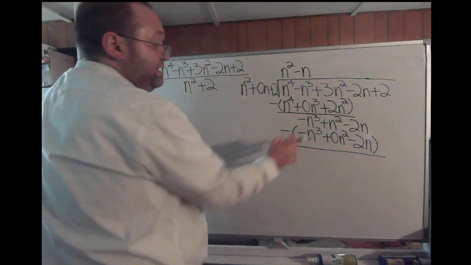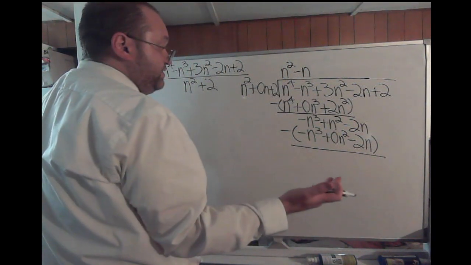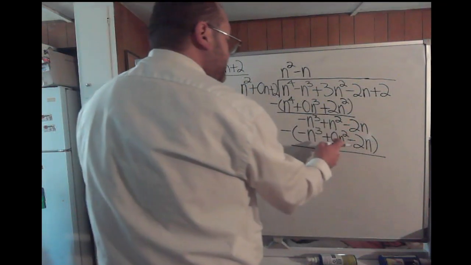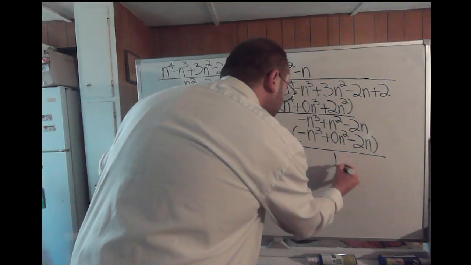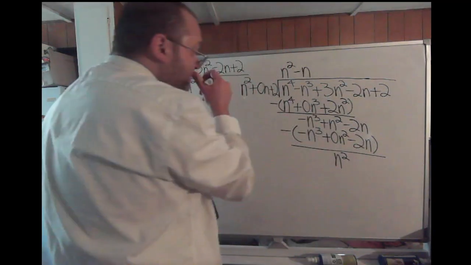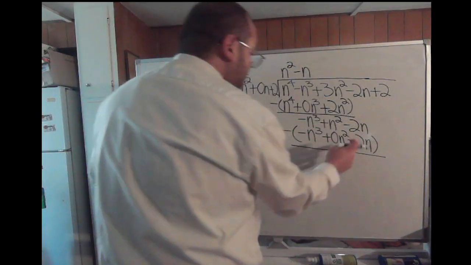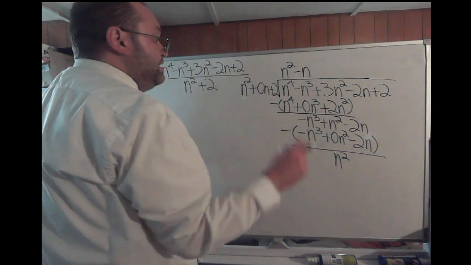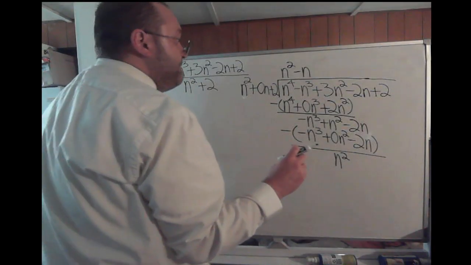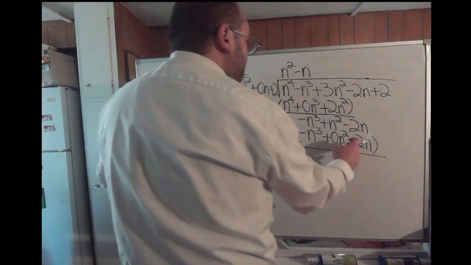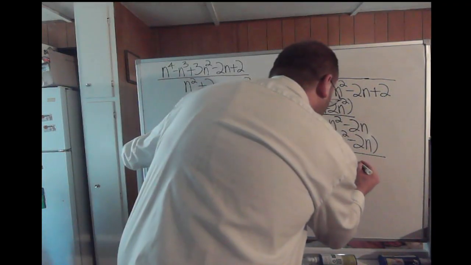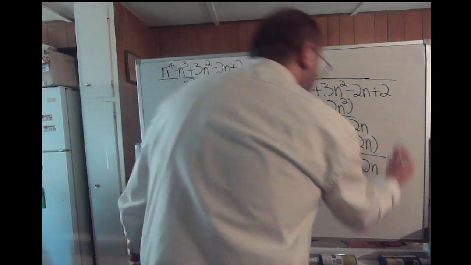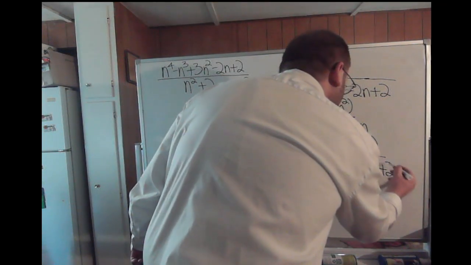So negative n to the third is actually positive n to the third. So negative n to the third plus positive n to the third is 0. N to the second minus 0n to the second is just that. It's going to be n to the second. Now negative 2n, that is going to be positive 2n. So you have negative 2n plus positive 2n, that's 0. I would still write 0n. The reason being is we have a positive 2 to bring down from the dividend.